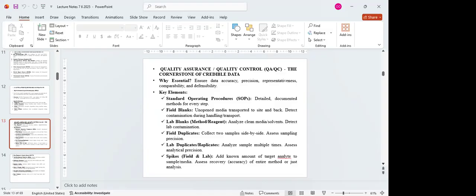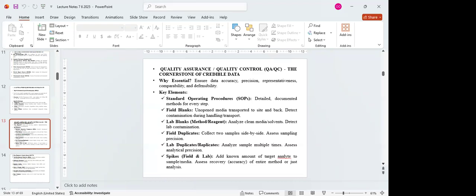Then we have a situation where we may need to carry out what is called spiking. Spiking, in essence, is a situation whereby you add a known concentration of a pollutant prepared by you or in the lab in a particular place, and you introduce it into that environment, but knowing its conditions, its parameters, its specifics.